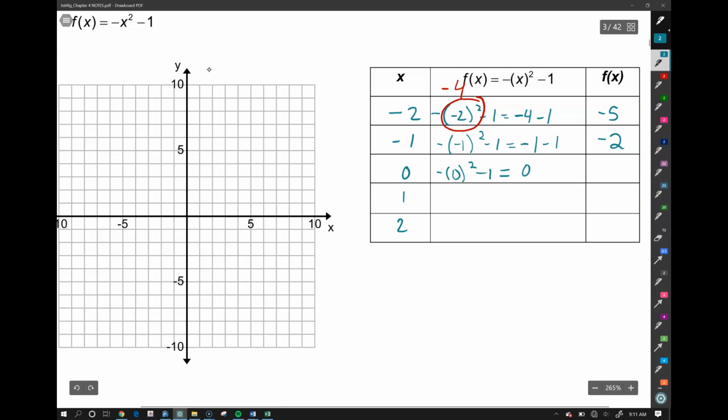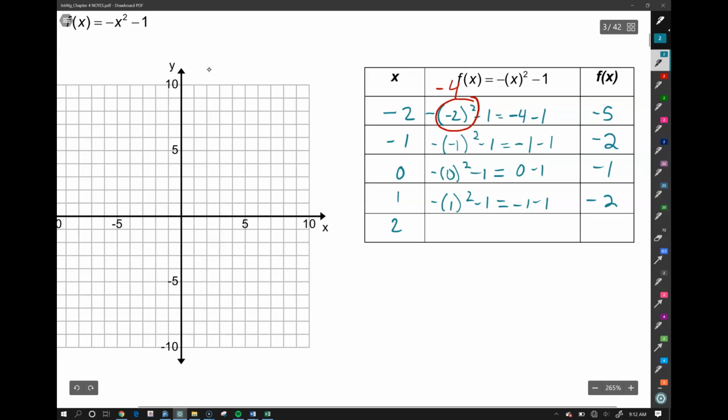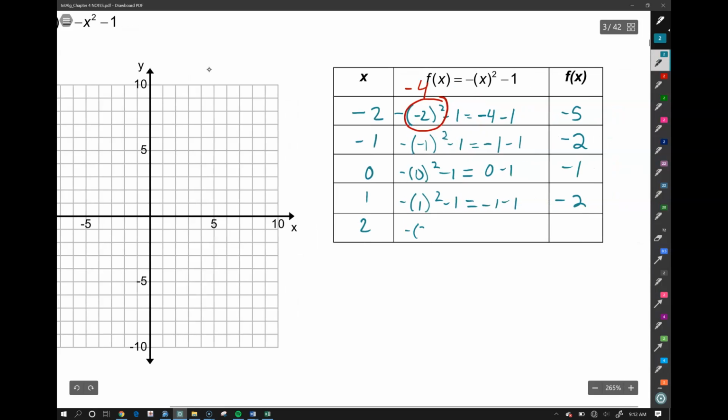All right, 0 minus 1, so it's negative 1. Negative 1 squared minus 1. What are you noticing about the numbers? They're all negative. What else? Do we see a pattern? The top two are the same as the bottom two. Like negative 5, negative 2, and negative 2, negative.